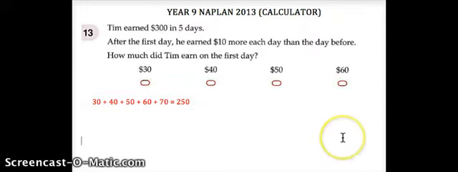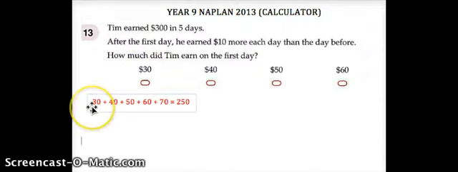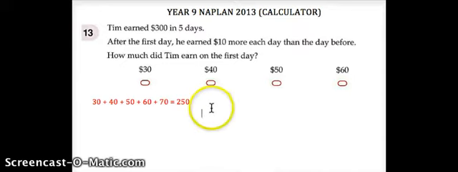So like I said, one way of doing this question, you could, for example, try this first answer. Is the answer 30? So if we think it's 30, we can go, right, $30 on the first day, $10 more for the second day would be $40, then $10 more would be 50, plus 60 plus 70, then you'll need to add those up. Now remember, this is a calculator section, so you can just take your calculator out and add them up. And the answer's $250, which is not $300.